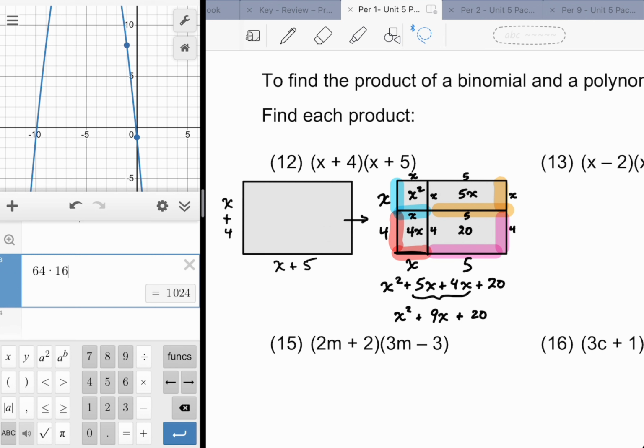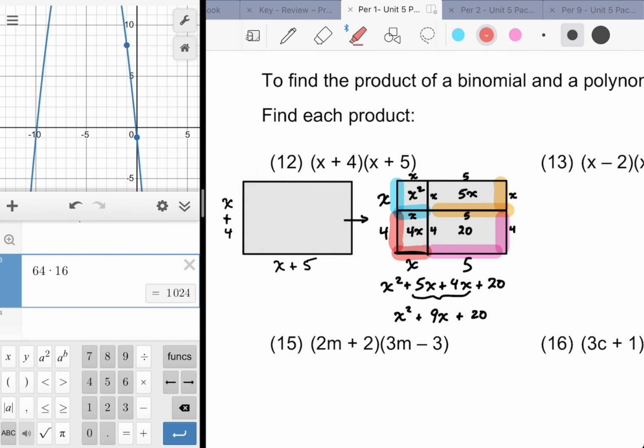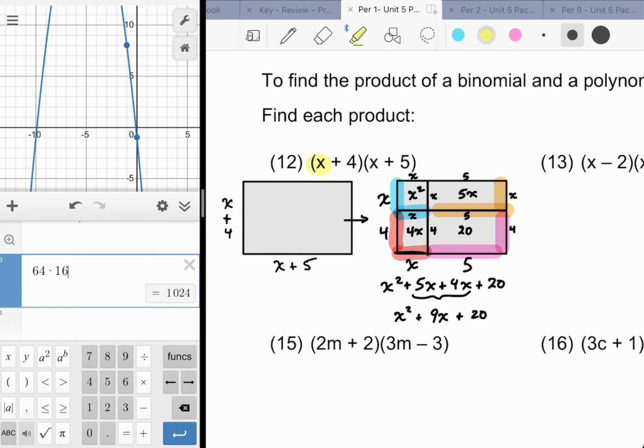It basically just amounts to taking each term of your first polynomial and multiplying it by each term of the second polynomial. All right, so I'm going to take this x and multiply it by x and 5. That'll give me, let me actually get a different highlighter color here. Let's see here. I'm going to go with classic yellow. The x, I'm going to multiply it by the x and the 5. That would give me the x squared and the 5x.